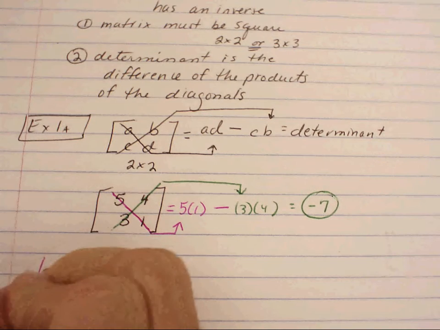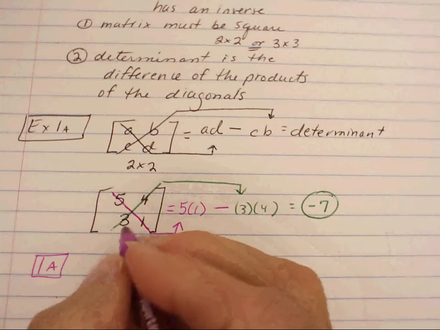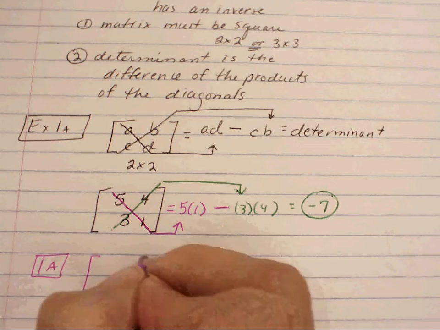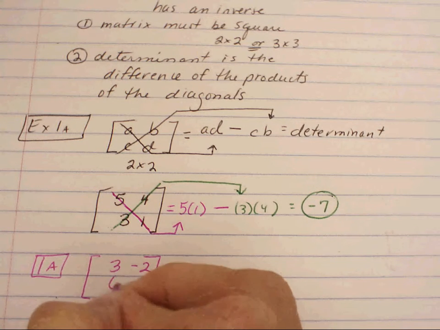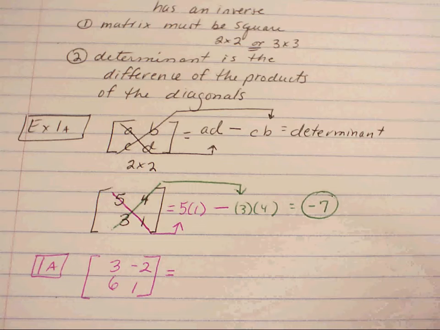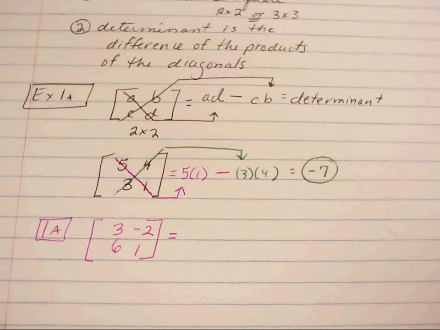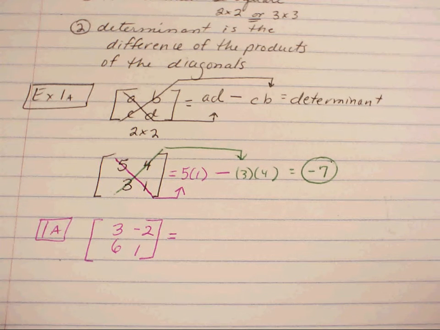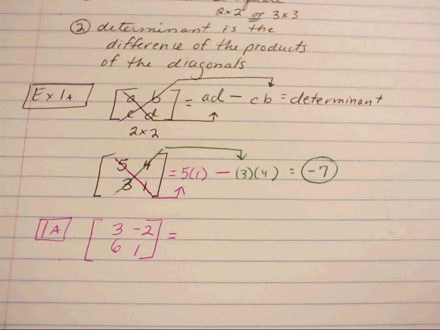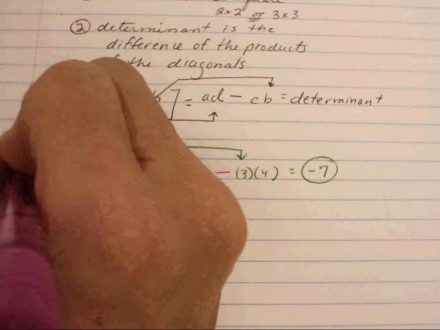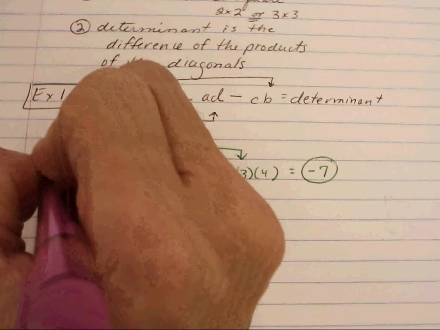So before we do anything with determinants, we have to figure out how to find determinants, and then we will begin using them. I'd like for you to try one on your own. I want you to talk to your elbow partner and see if you can both come to the same solution. 3, -2, 6, 1. Yes, Perla? Doesn't matter. You're talking about the matrix brackets? Yeah.